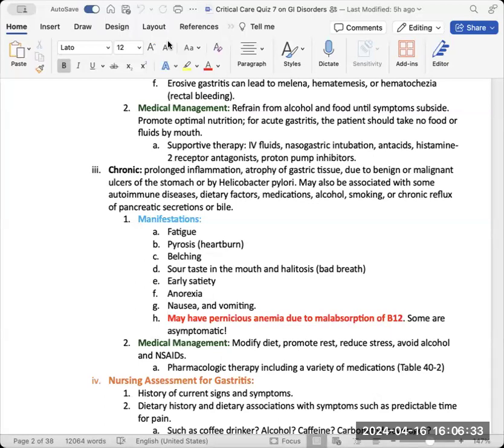Other things that we'll see is that they'll have heartburn. They'll have a sour taste in their mouth, and they'll have halitosis, which means bad breath. And early satiety, which just means that when they eat, they basically get filled really quickly. Those symptoms would let you know, hey, they could have chronic gastritis, in addition to what we would see in terms of symptoms for duodenal ulcers. With duodenal ulcers, we're talking about pain 2 to 4 hours after eating. And I'll explain why that makes more sense later.